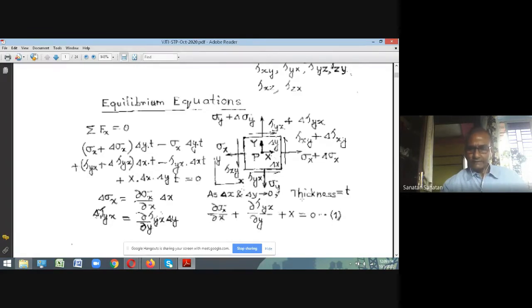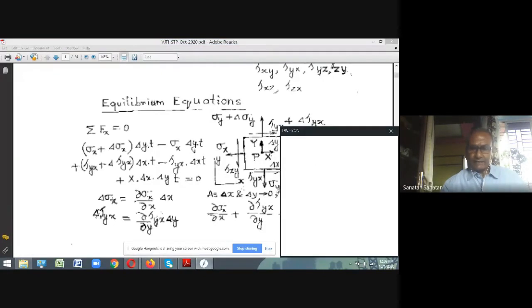As I move by delta x, it is going to have changed. And therefore we write this delta sigma x. What is that delta sigma x? It is nothing but, as written here, the rate of change of sigma x with respect to x multiplied by the distance delta x. So delta sigma x that I have written is nothing but this quantity, del sigma x by del x times delta x. And similarly tau xy.